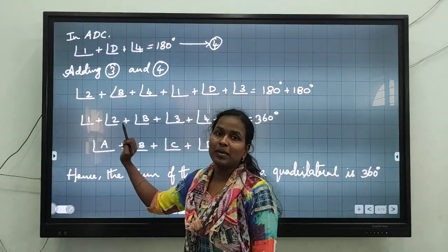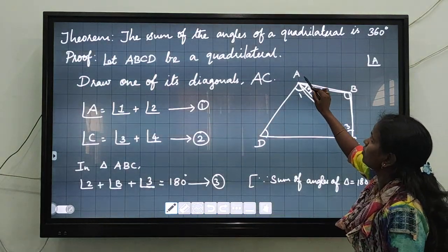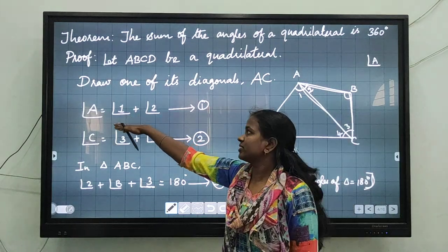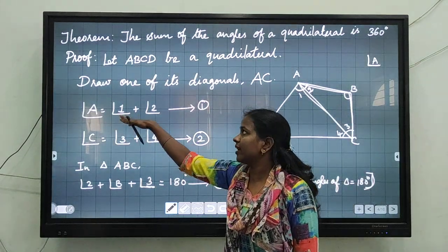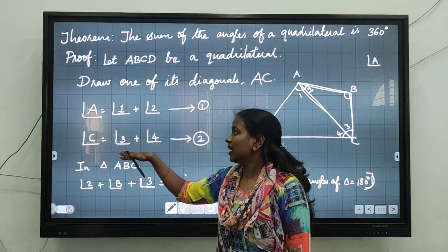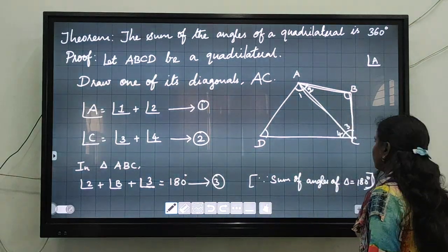What is angle 1 plus angle 2? From this figure we know angle 1 plus angle 2 is equal to angle A. We are writing it in the first equation. From the first equation we can say angle 1 plus angle 2 is equal to angle A. And in the same way, angle 3 plus angle 4 is equal to angle C.